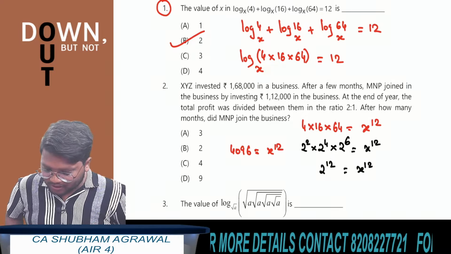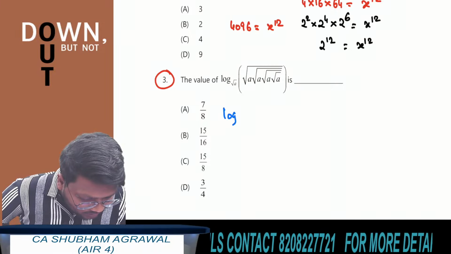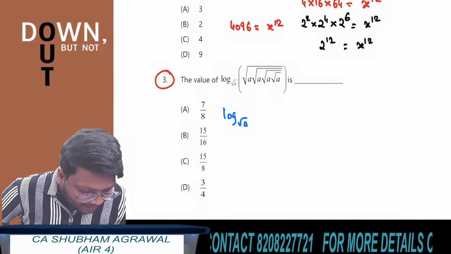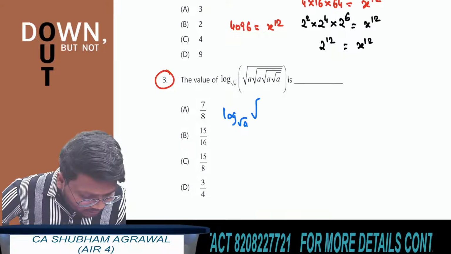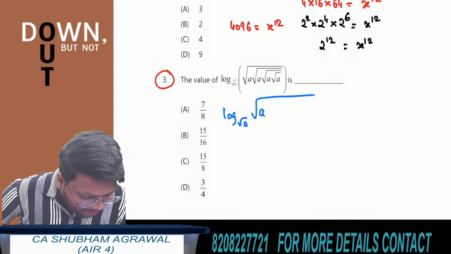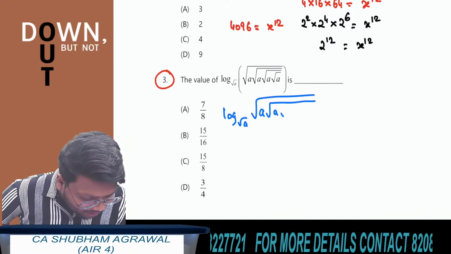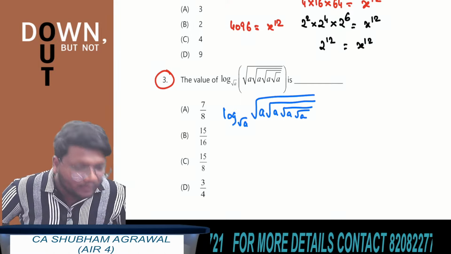Very good. You can now try question number 3. This question number 3 is also based on the property of logarithm. So we have to find the value of this expression. See how to solve this. Here, we have square root of a, then this complete square root, multiplied by this complete square root, and again a square root. What can we do?